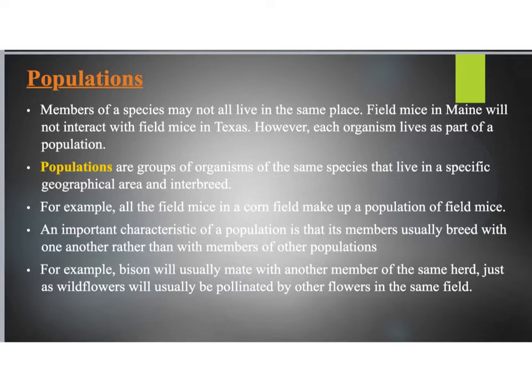An important characteristic of a population is that the members usually breed with one another rather than members of other populations. So those Maine and Texas mice are not going to really get together, but they could. For example, bison usually mate with one another, members of the same herd, as wildflowers will usually be pollinated by other flowers in the same field. So populations are where we have many examples of the same species.